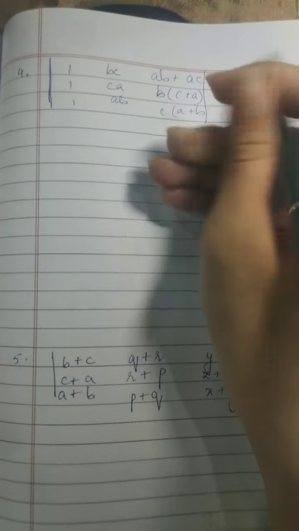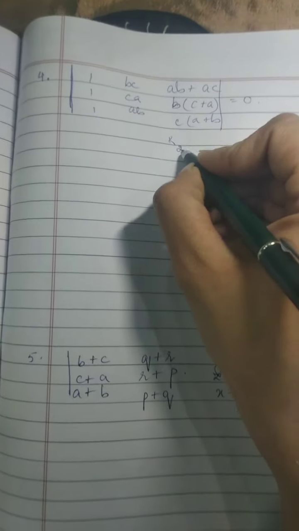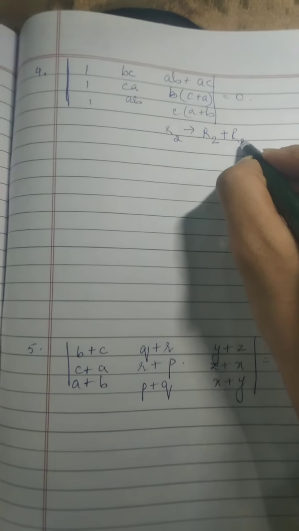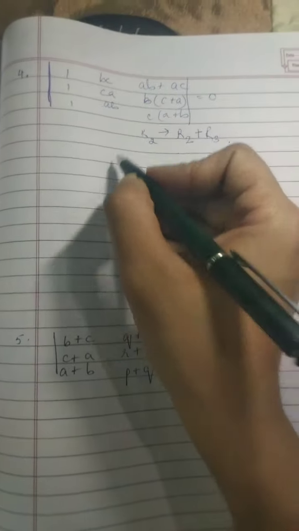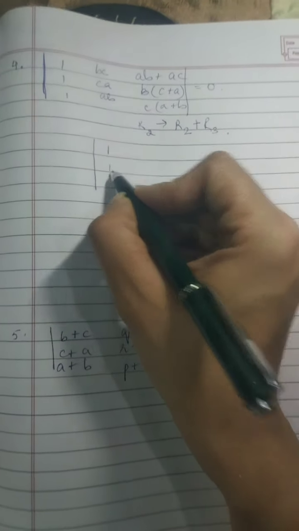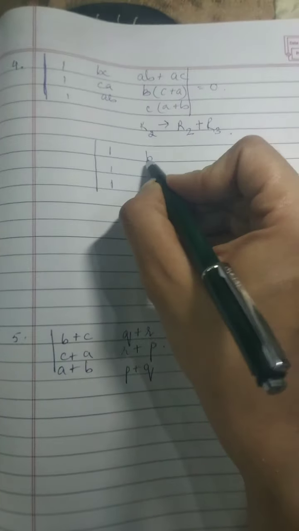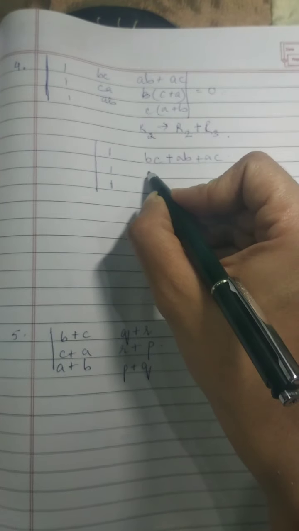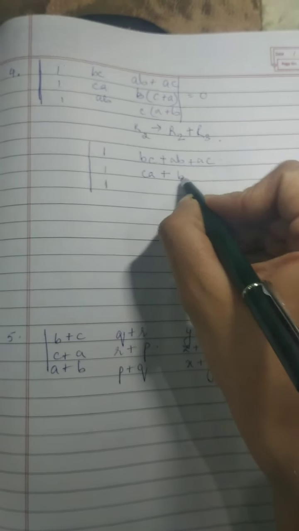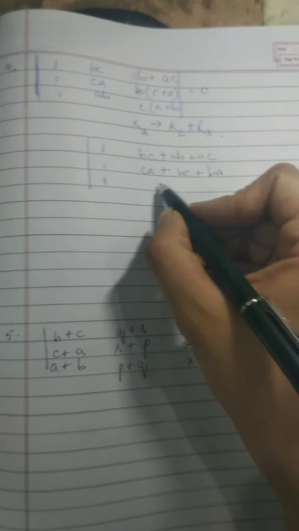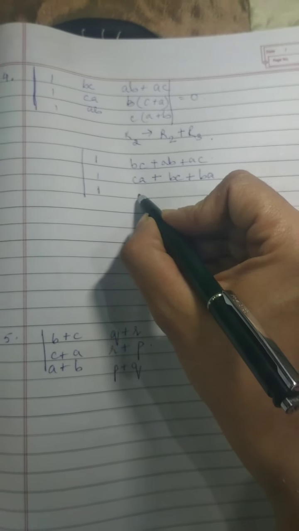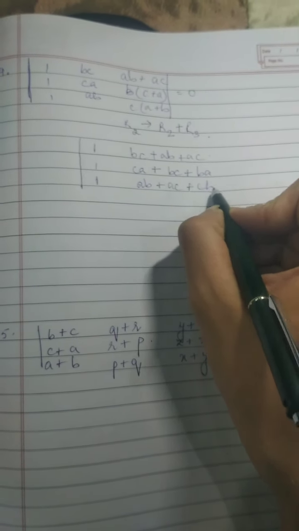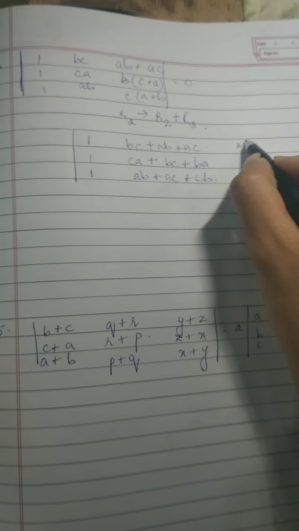That is, R2 is R2 plus R3. So this is 1, this is 1, this is 1. When we add, this becomes BC plus AB plus AC. This becomes CA plus BC plus BA. And this becomes AB plus AC plus CB. And these values remain as it is.